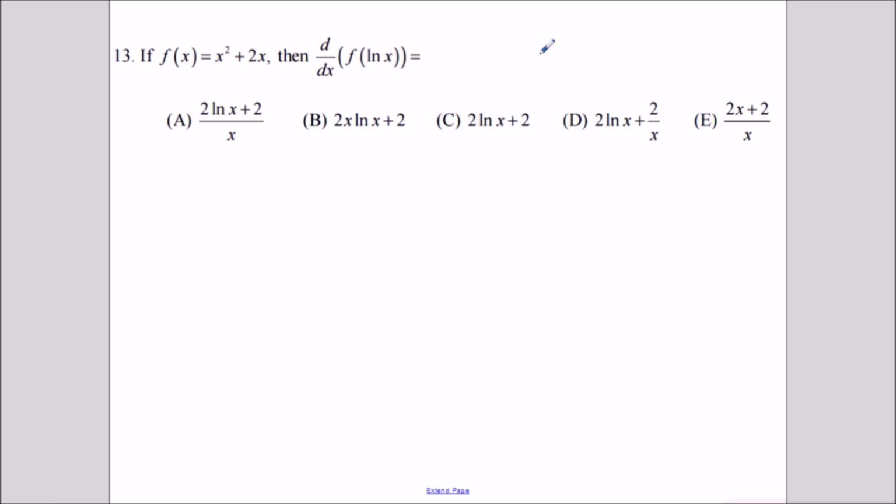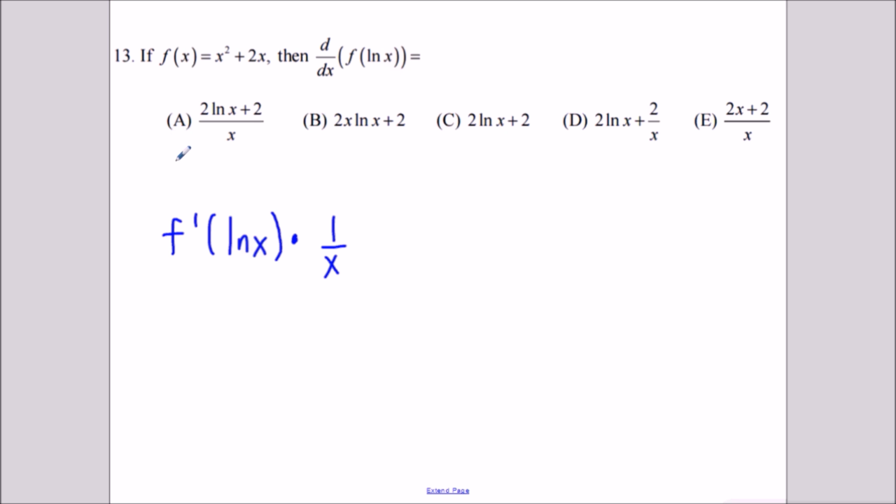Okay, for the next question here, this one is testing your ability to use the chain rule. When we look at the derivative of f of natural log x, this is going to give us f prime of natural log x times 1 over x. All we did here was apply the chain rule because we have a composition of functions. But the next thing we need to do is use the definition of f of x that they gave us.